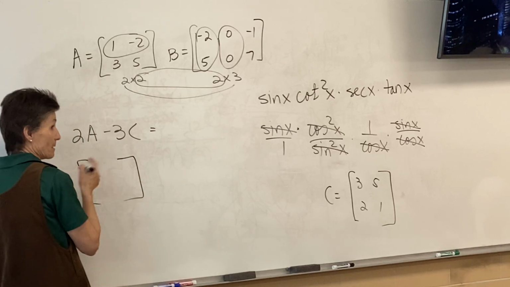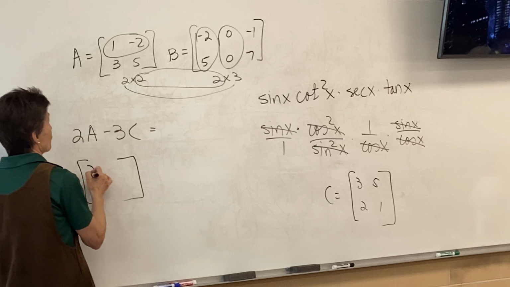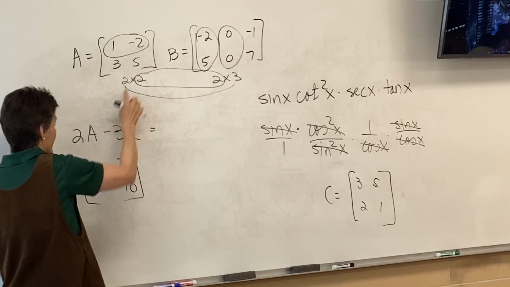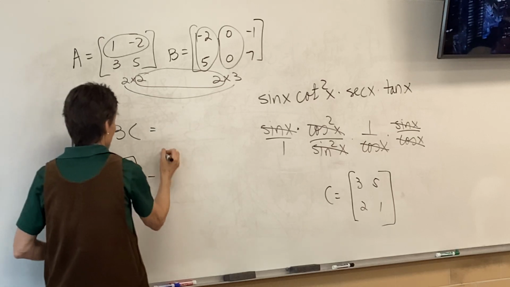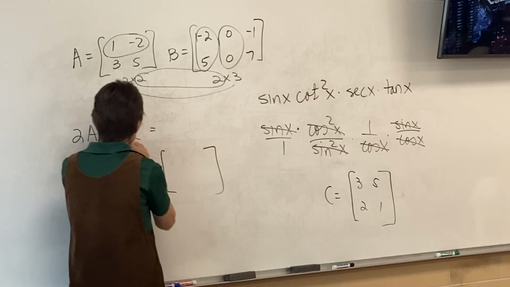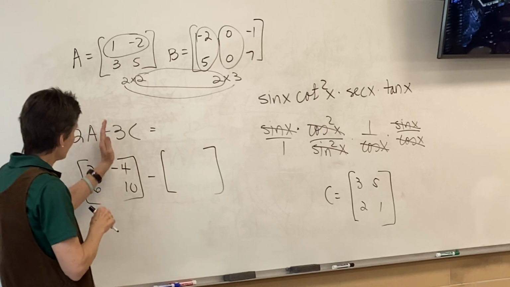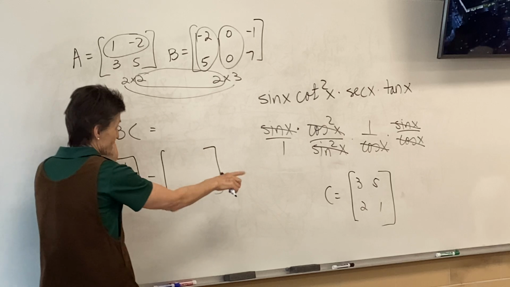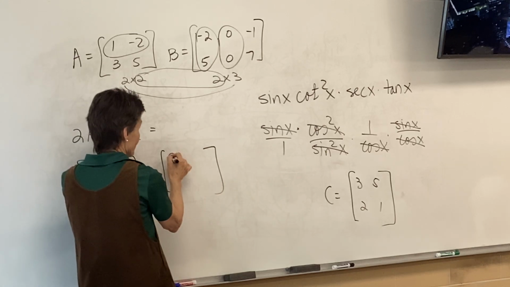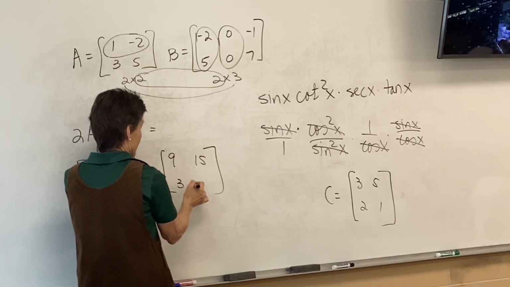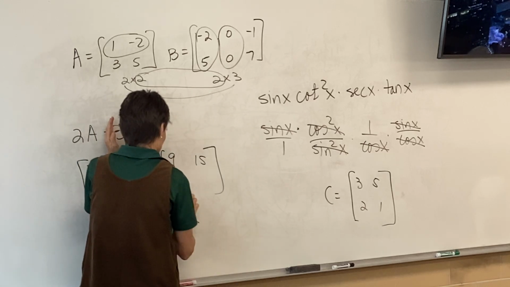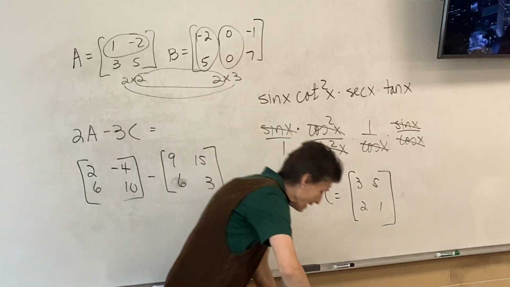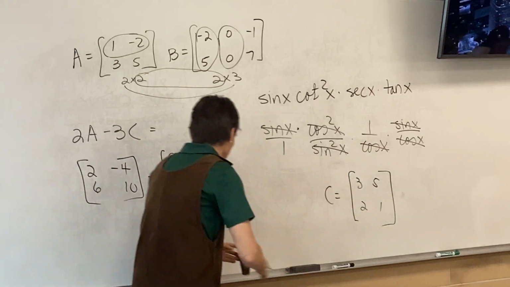All right, so 2A minus 3C, what am I going to do? Multiply 2 times A, so that's like distributive. Just take 2 times all of those things. And then I'm going to take 3 times C. Now that's not negative 3, that's minus 3 times C. So I'm going to take 3 times that. And now I will subtract them.